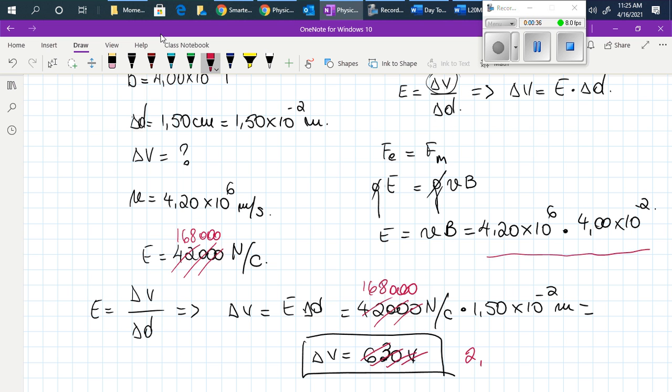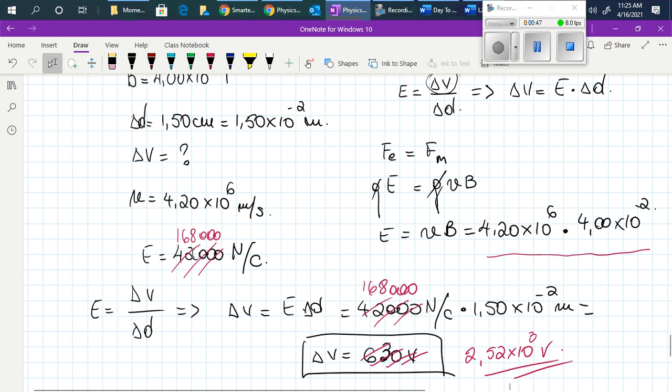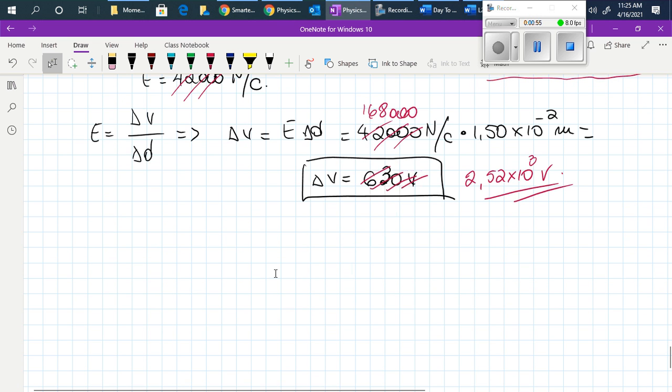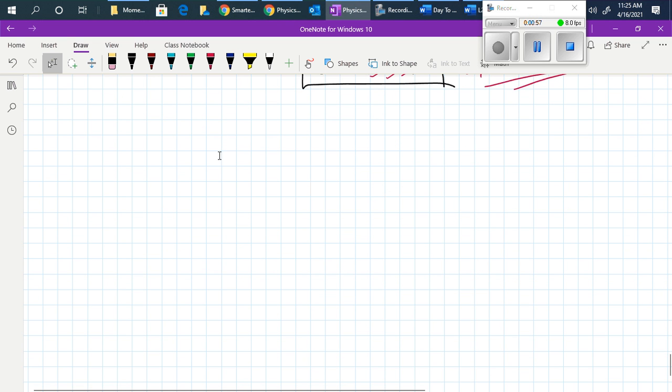So it will be 2.52 times 10 to the power of 3 volts. I'm sorry about this confusion. I hope that you caught it before this video, but even if you didn't, now it's fixed. Okay, now we will move to mass spectrometer.